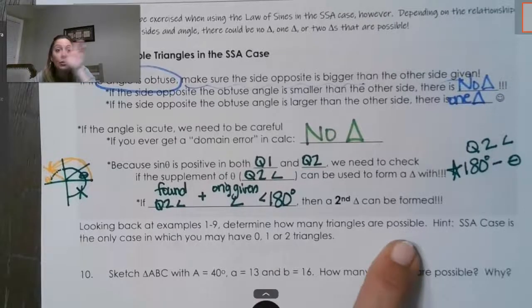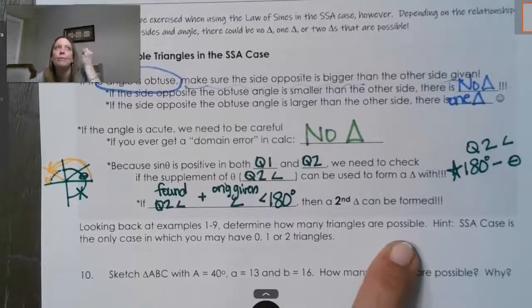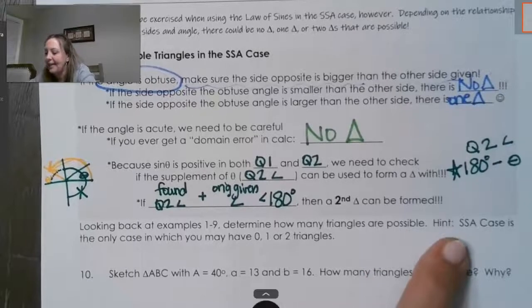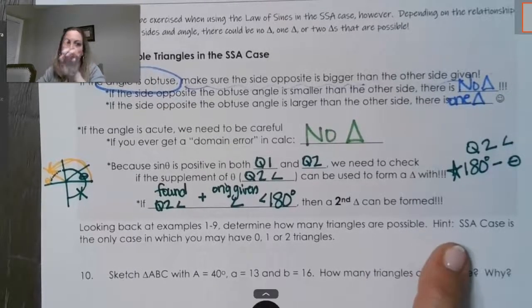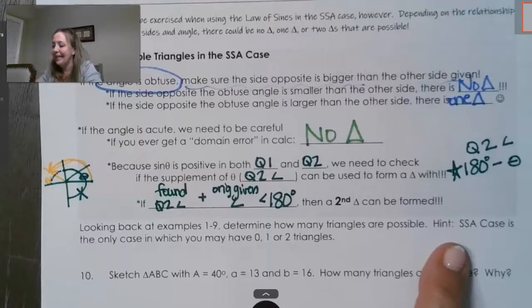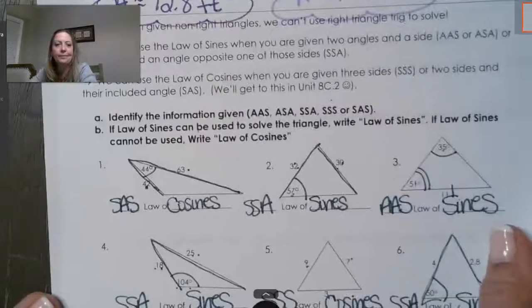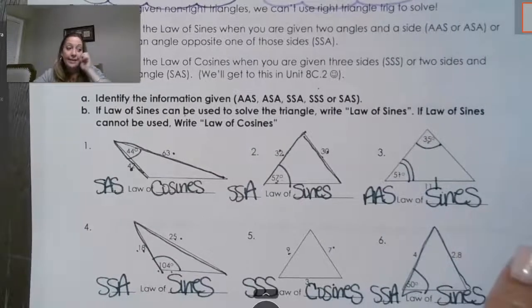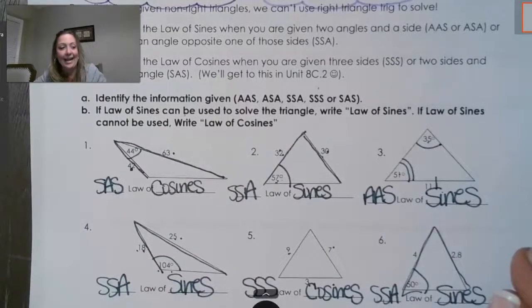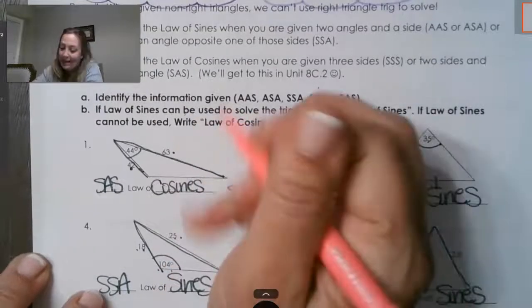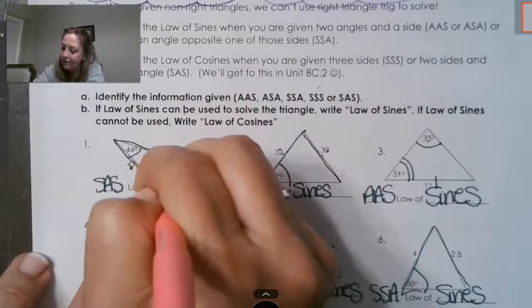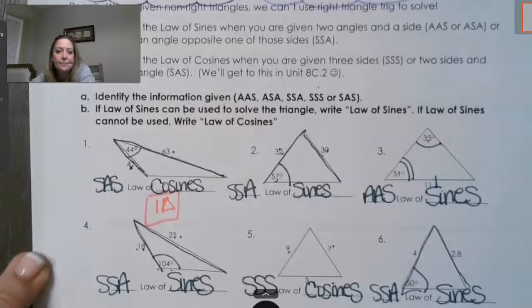Now, the good thing is that we only have to be cautious when it's an SSA case. The other cases are all one triangle, regardless, okay? This SSA case is where we might have to turn back and take a look at our rules. So let's look back at example 1. This was an SAS case, and the SAS case means that we don't have to worry about it. This is just one triangle, okay?